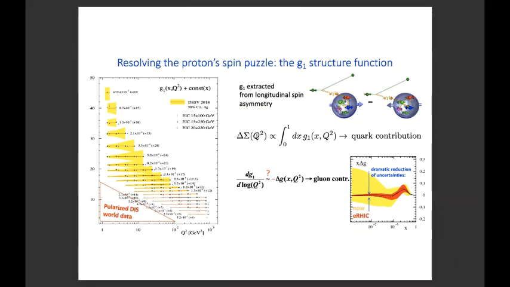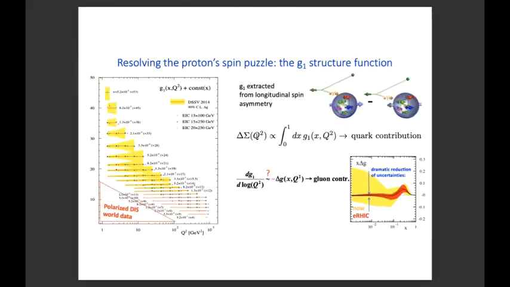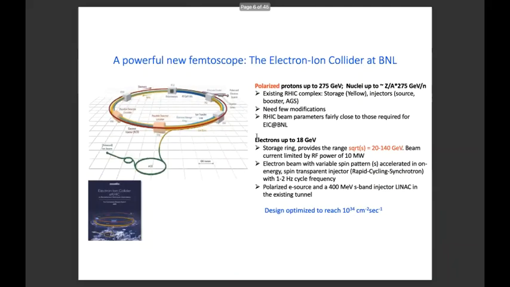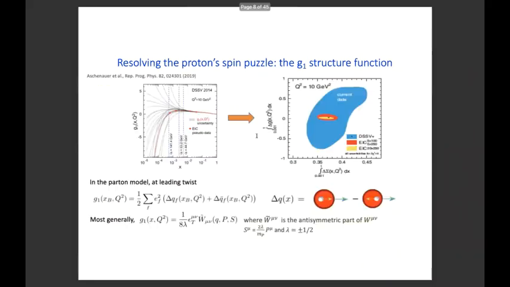Sorry, can I ask on the previous slide? Yeah, sure. In the plot on the left, how much of that is going to be covered once the EIC turns on? All of it. Yeah, that's the point. So these are the projected data points, so these yellow uncertainties will just shrink to zero. I see. Thank you.